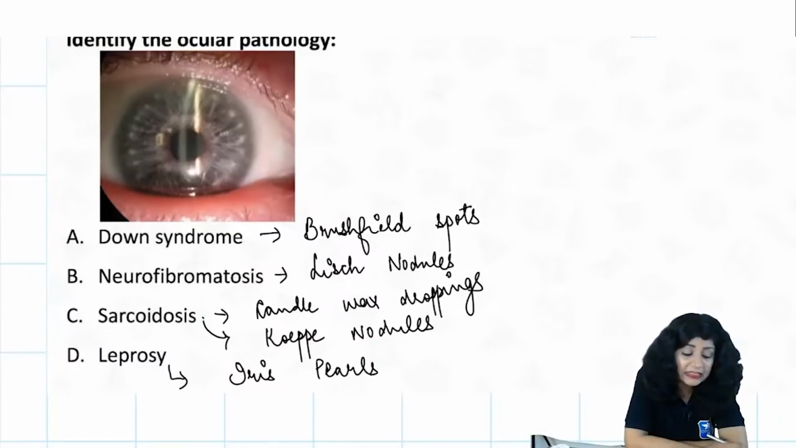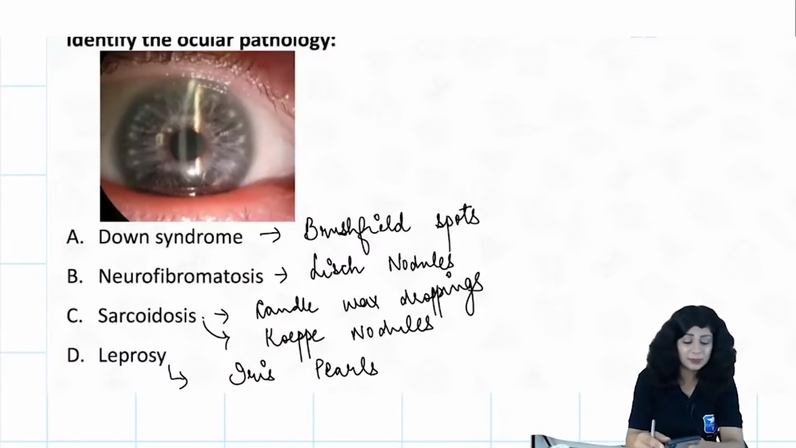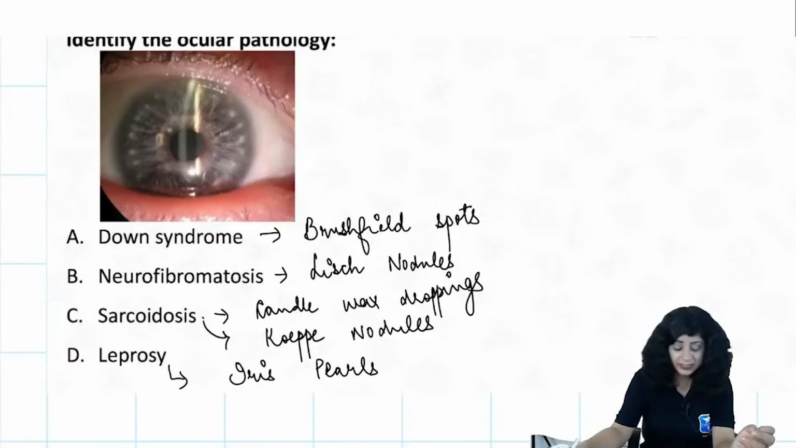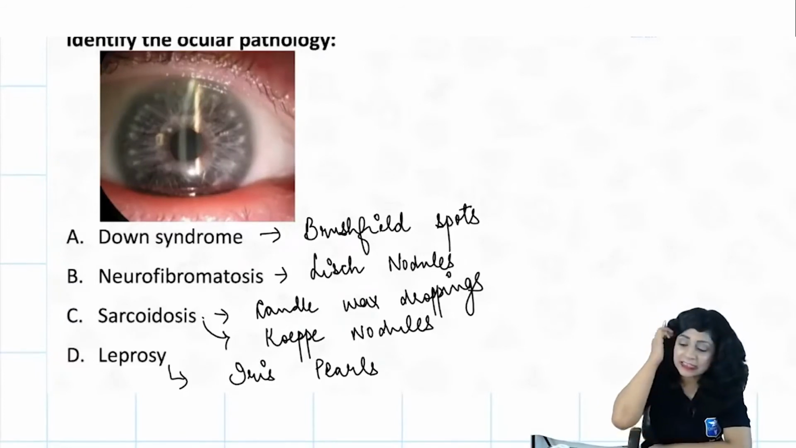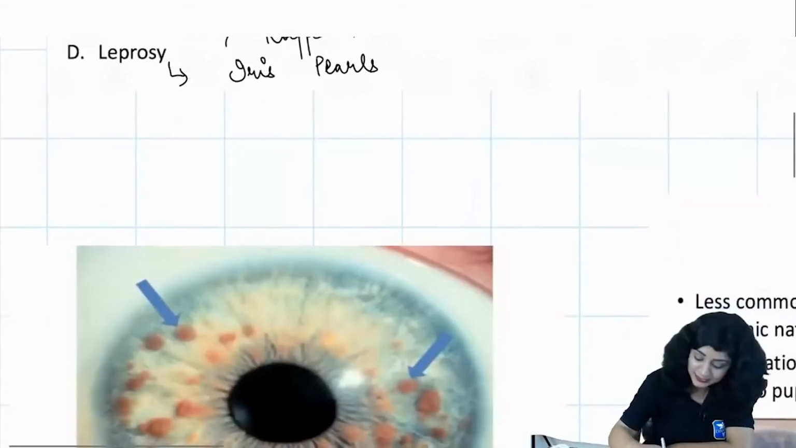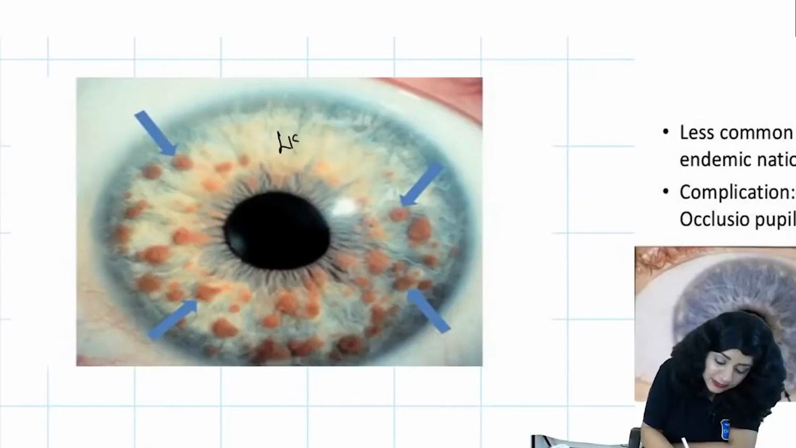So what are you getting in this case? What is the appearance over the iris in this case actually? Can you now tell me? Is it Brushfield spots or the Lisch nodules? I have also already shown you the Lisch nodules. And is it the iris pearls appearance or is it sarcoidosis, Koeppe nodules? Now, before I answer this question, I will also show you. See this. So these are your Lisch nodules. That is the iris hamartomas. Okay.